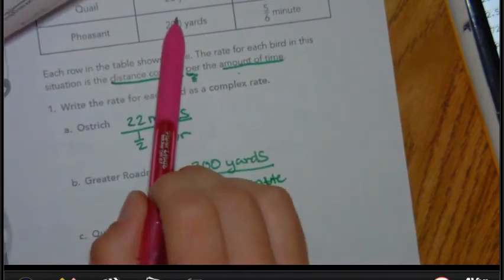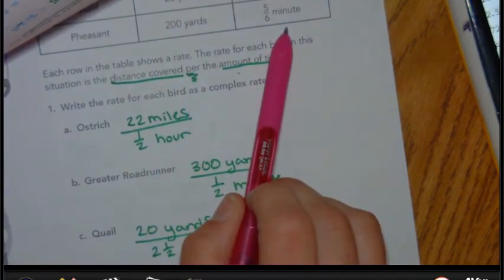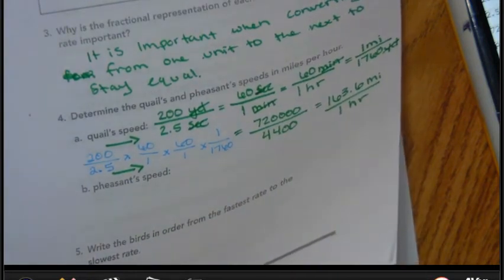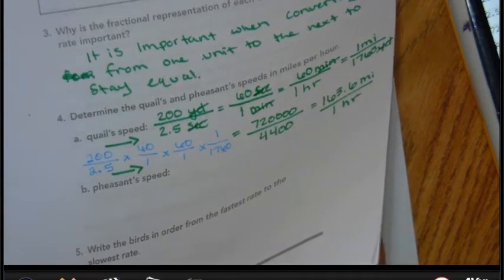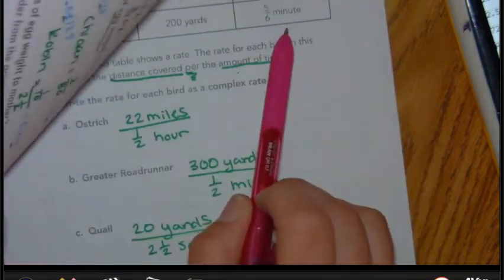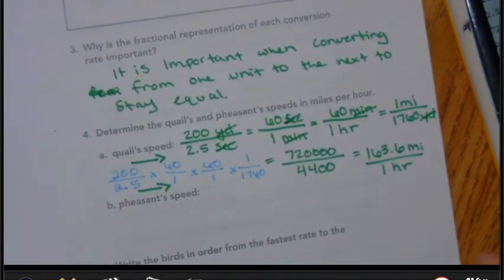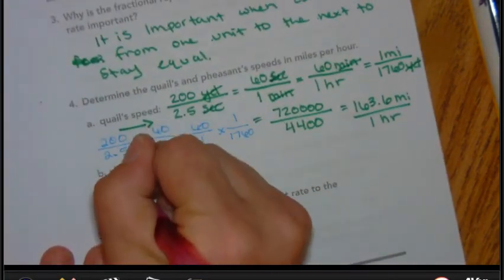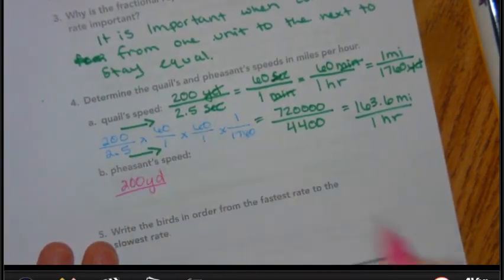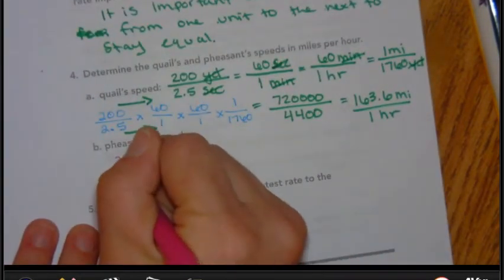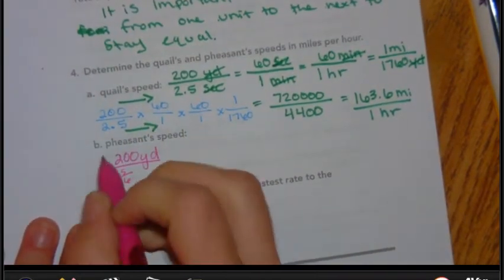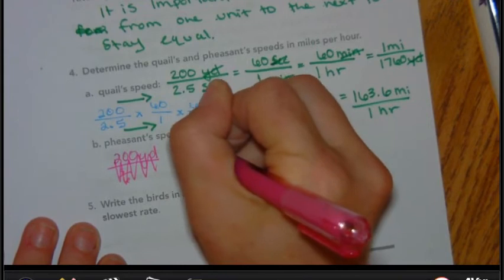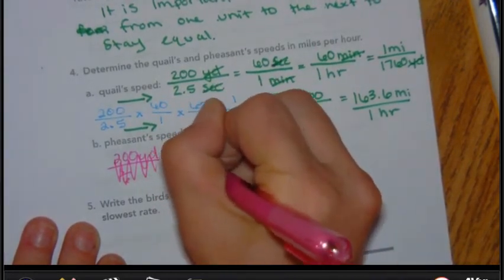All right. So pheasant's speed, I'm at 200 yards for, I'm trying to make sure I have the right numbers for you guys. Oh, I see what I did wrong. I didn't turn it into 1 second. Okay. I see what I did. All right. So I'm going to have the 200 yards, and it's going to be in 5/6 of a minute, which I'm going to go ahead and change this here for you to make it a little bit easier. And it's going to be 240 yards for 1 minute.